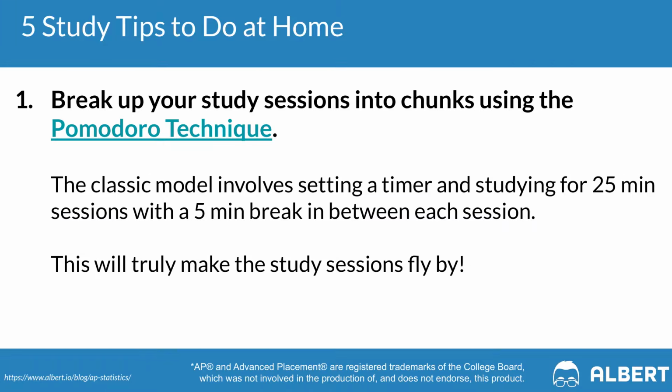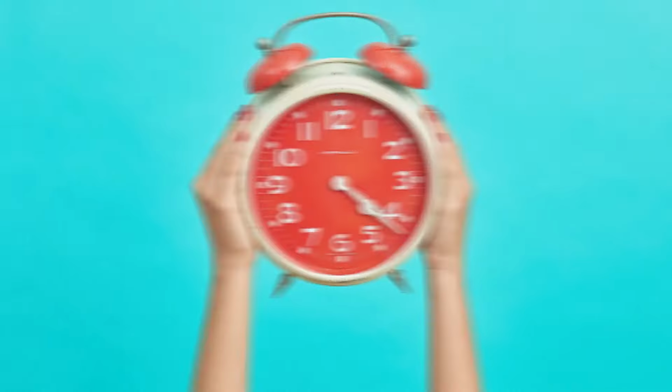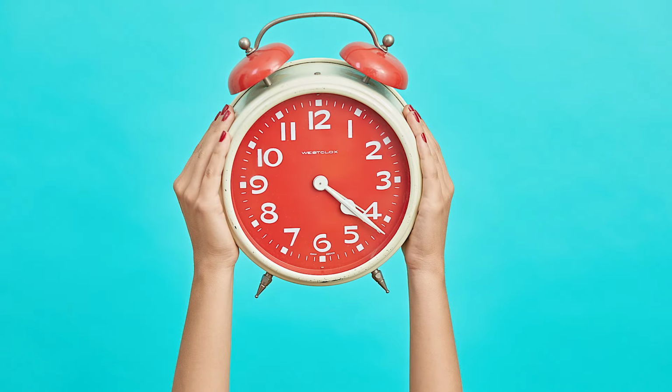The first tip is to break up your study session using the Pomodoro technique. This is where you focus intensely for 25 minutes and then take a 5-minute break. And then you repeat this process several times. Once you reach 4 Pomodoro sessions, in other words, 4 study sessions of 25 minutes at a time, plus 5 minutes of breaking, you can then take a longer break of 30 minutes. This method is a great way for you to pace your studying and to make your study sessions fly by.